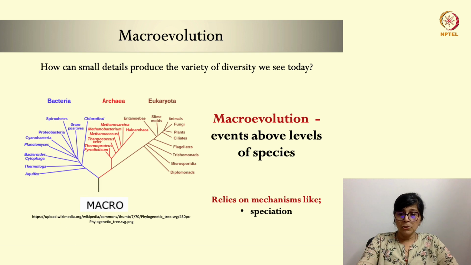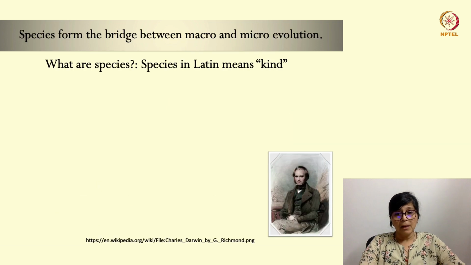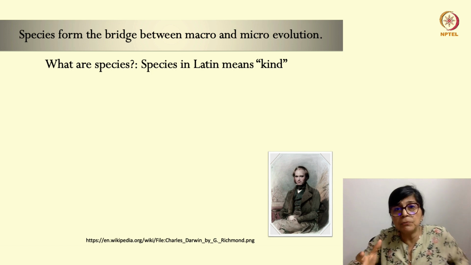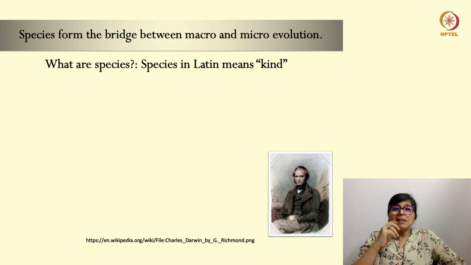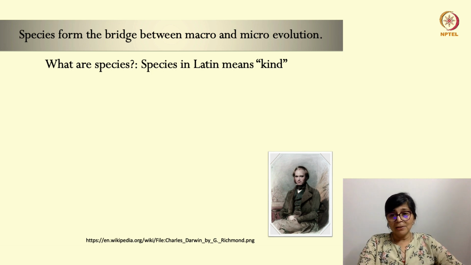Right? So micro happening at a smaller scale, macro happening at a larger scale, but the bridge between these macro and micro is species. Okay, so species form the bridge between these two. So what are species anyway? Species in Latin, as we know it, means the kind. And as you know, this picture is very familiar to you.